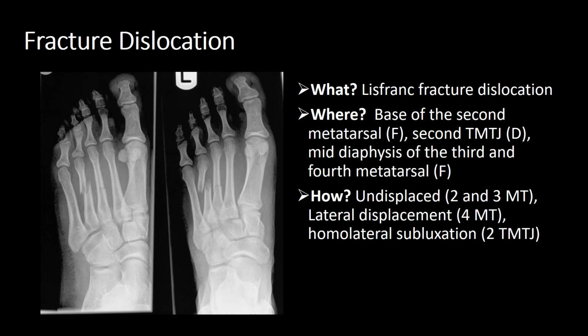So what do I mean by homolateral subluxation? Well, if you think about it, the term homo means same. So what that means is that the bones are all moving in the same direction, and then you've got lateral, meaning that's the direction it's going in. So a homolateral fracture dislocation is when the metatarsals all dislocate or subluxate in a lateral direction.